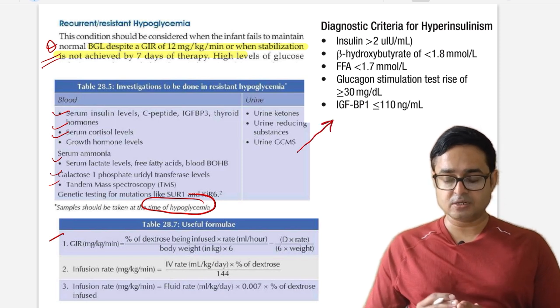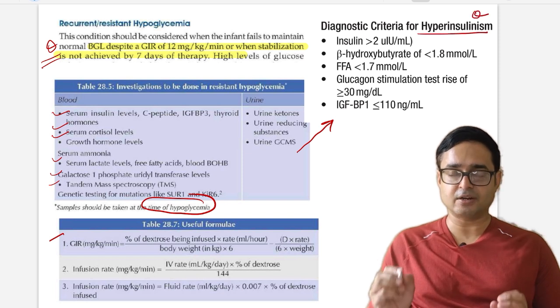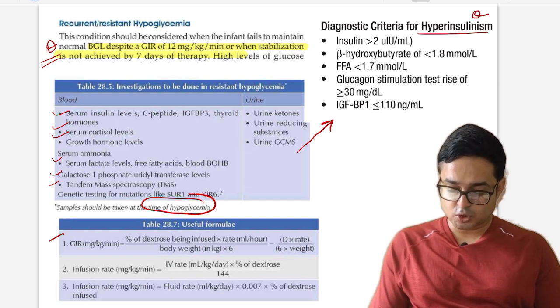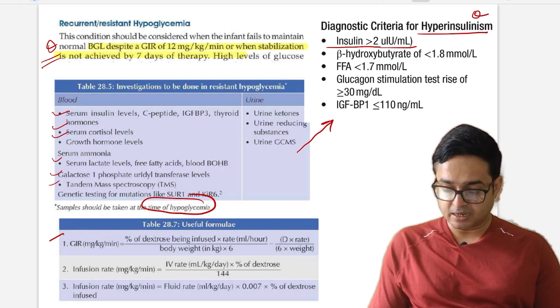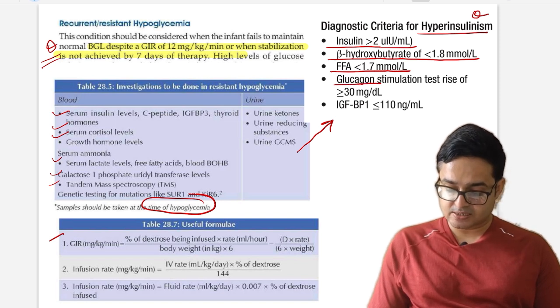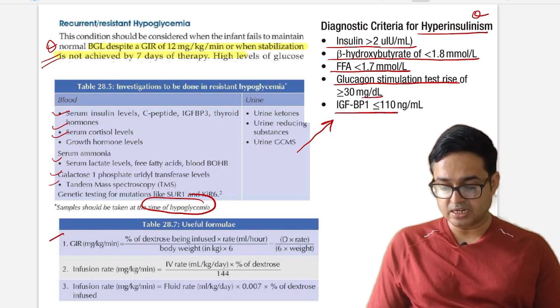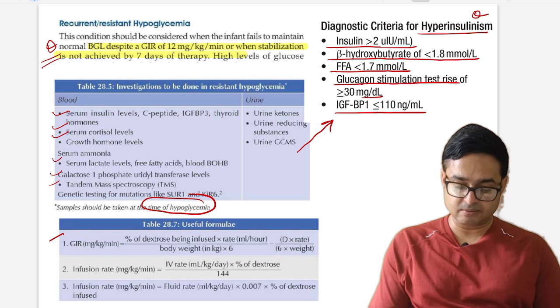Diagnostic criteria of hyperinsulinism have been asked many times. What are these? Insulin is more than 2 microunits per ml. Beta hydroxybutyrate is less than 1.8 millimole per liter. Free fatty acid is less than 1.7 millimole per liter. Glucagon stimulation test shows a rise of more than 30 milligram per deciliter. IGFBP-1 is less than 110 nanogram per ml.